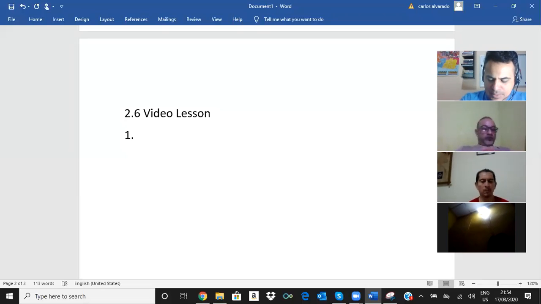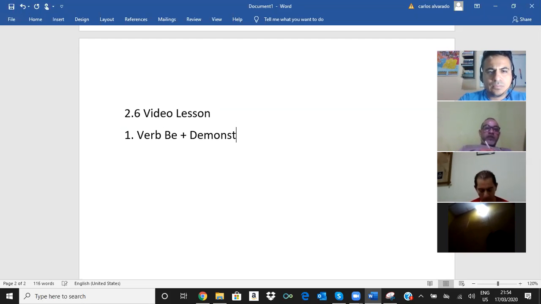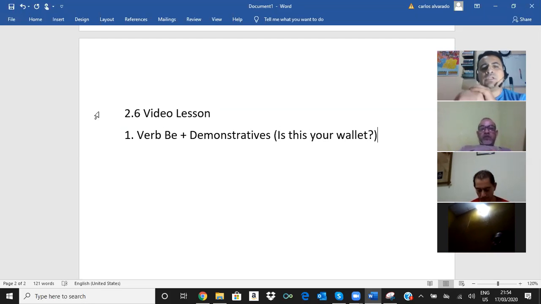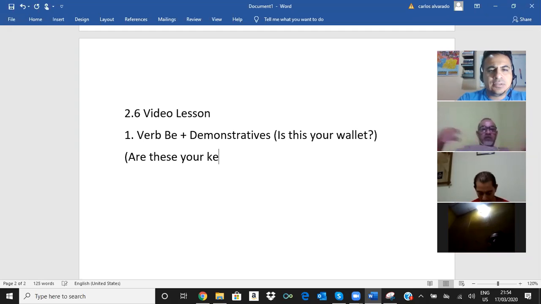Número uno, you're going to use the verb to be más el demostrativo. Okay. For example, is this your wallet? Okay. So, estoy usando preguntas con el verb to be. Y lo que ya aprendieron, el demostrativo. Aquí están aplicando lo que ya aprendieron, más algo nuevo. Is this your wallet? Okay. Are these your keys? Okay. Esa es la primera lección del video.